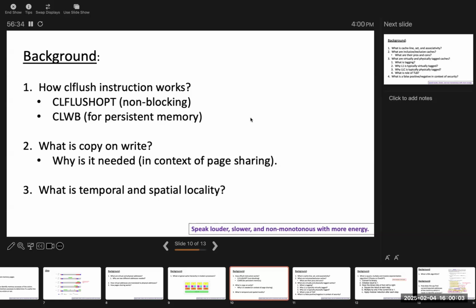And this is like when you share the pages, there is a situation where you initially share the pages with the read-only permission. And as the need arises, as the requests arrive, you do the copy on write mechanism.